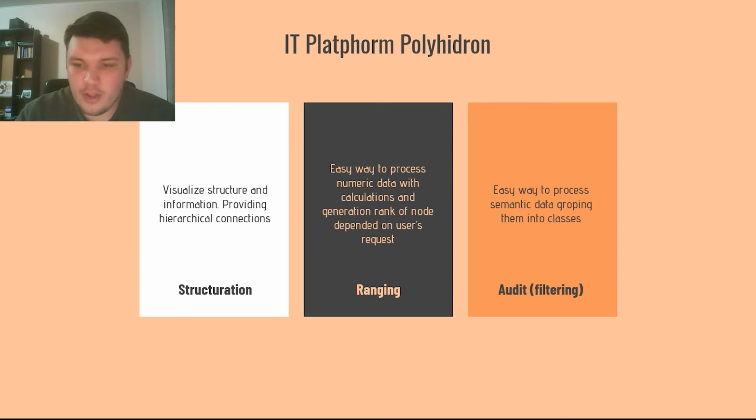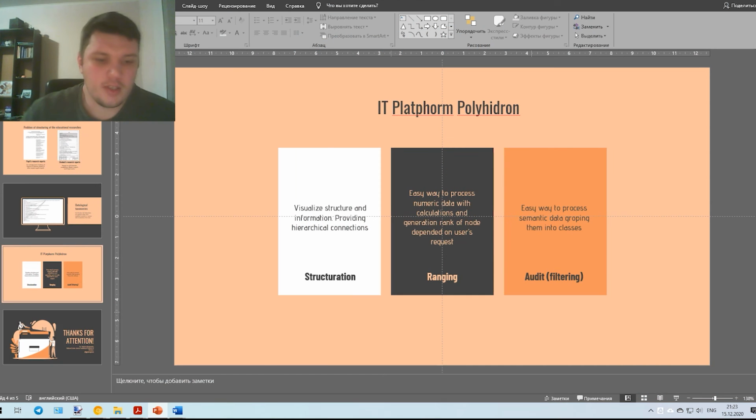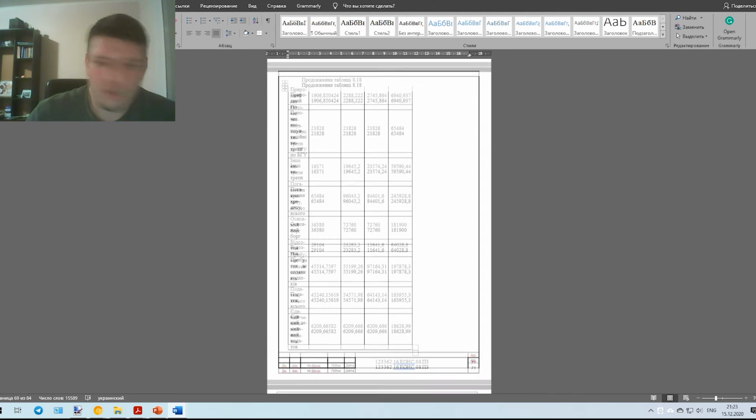After creating the ontology, we can use its advantages. First of all, it's structurization. Each work was prepared in the view of a hierarchy, where we have nodes which are connected with each other. There are special tools of the IT platform Polyhedron, such as ranging and filtering using audit algorithms. Okay, let's go and see it in practice.